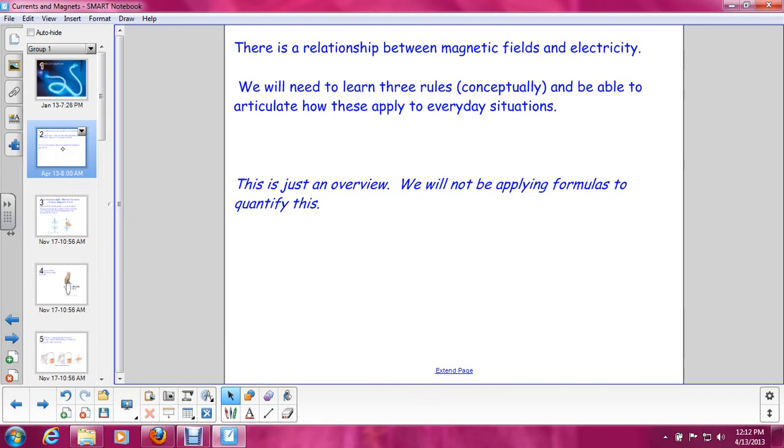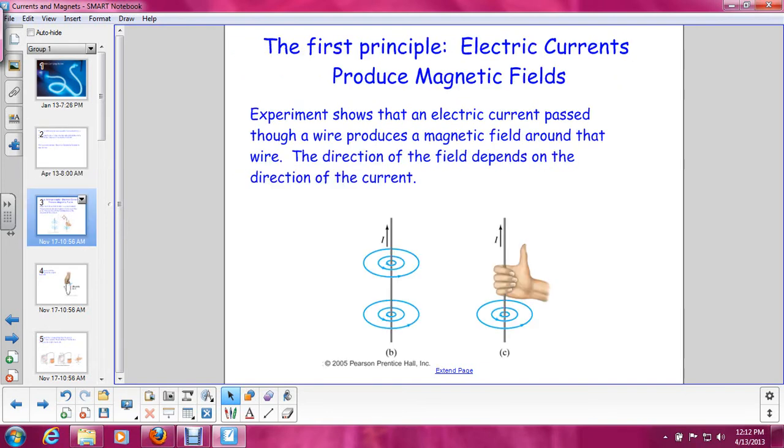Munson or myself. So the first rule is that electric currents produce magnetic fields. Experiments show that an electric current passed through a wire produces a magnetic field around that wire. So if you go into the kitchen and you want to make a smoothie and you plug in your blender and turn it on, you get current passing through the wire running between the wall and your blender. That current, the movement of charges, actually produces a magnetic field around the wire.